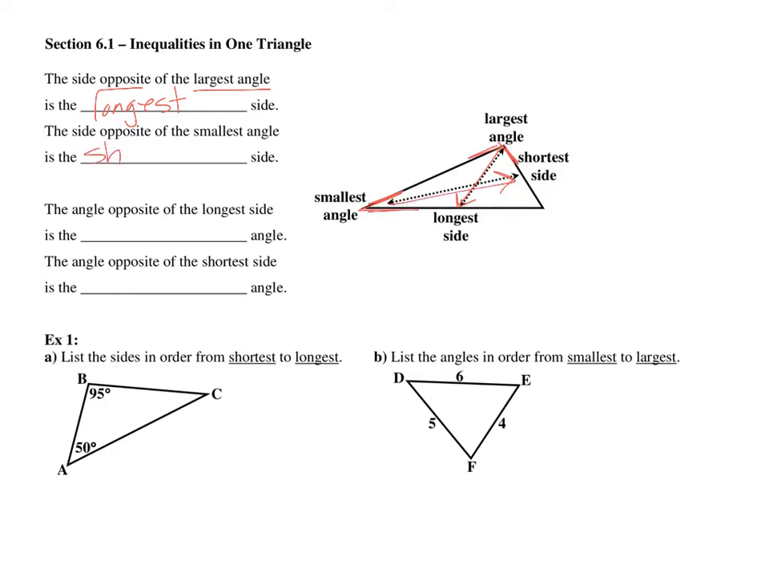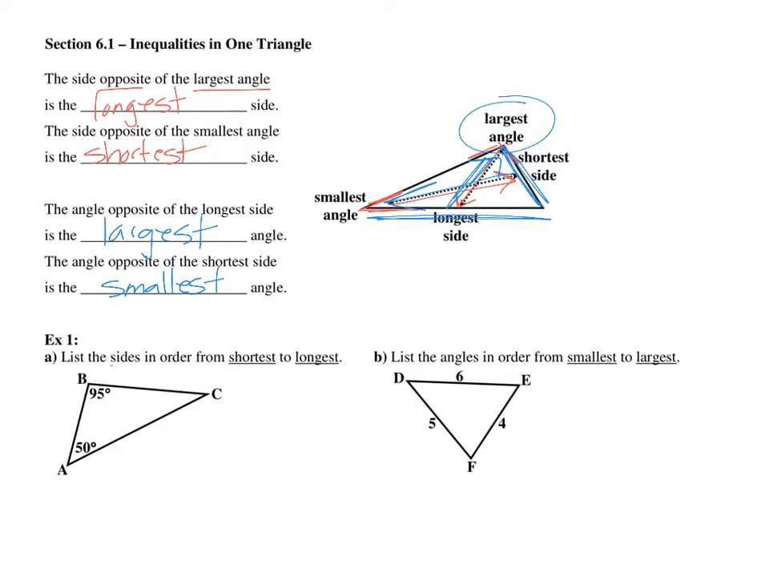the shortest side. Okay? And now the angle opposite of the longest side, here I have the longest side, the angle opposite to it would be the largest angle. And the angle opposite of the shortest side, here's the shortest side, the angle opposite of it would be the smallest angle.